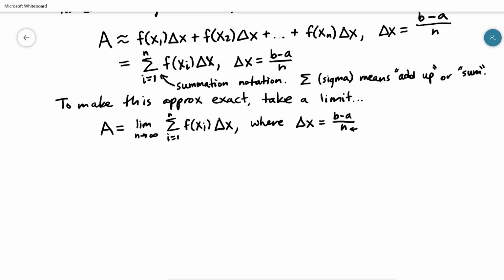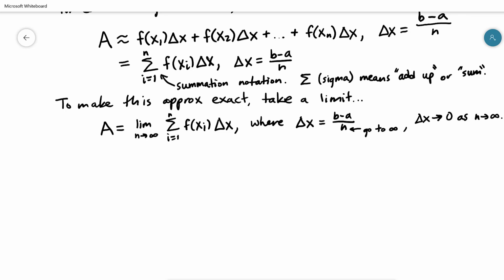So as this n goes to infinity, delta x is going to go to, oh come on, this goes to infinity, n goes to infinity, the whole thing, let's write it this way, delta x goes to 0 as n goes to infinity. So that's what's going on here.